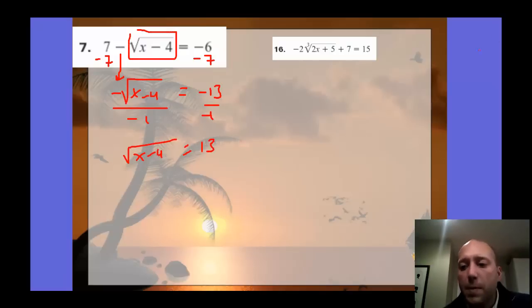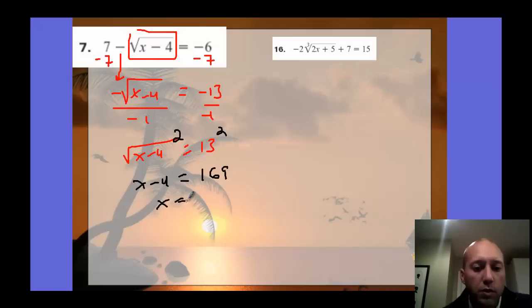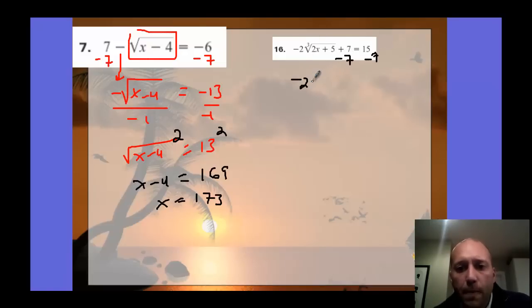Then we can do the opposite, so we want to square both sides. And so we get x minus 4 equals 13 squared, which you should know is 169. And then add 4, 173. Next one. A little more complicated, a few more operations in here. We can first subtract 7 from both sides.